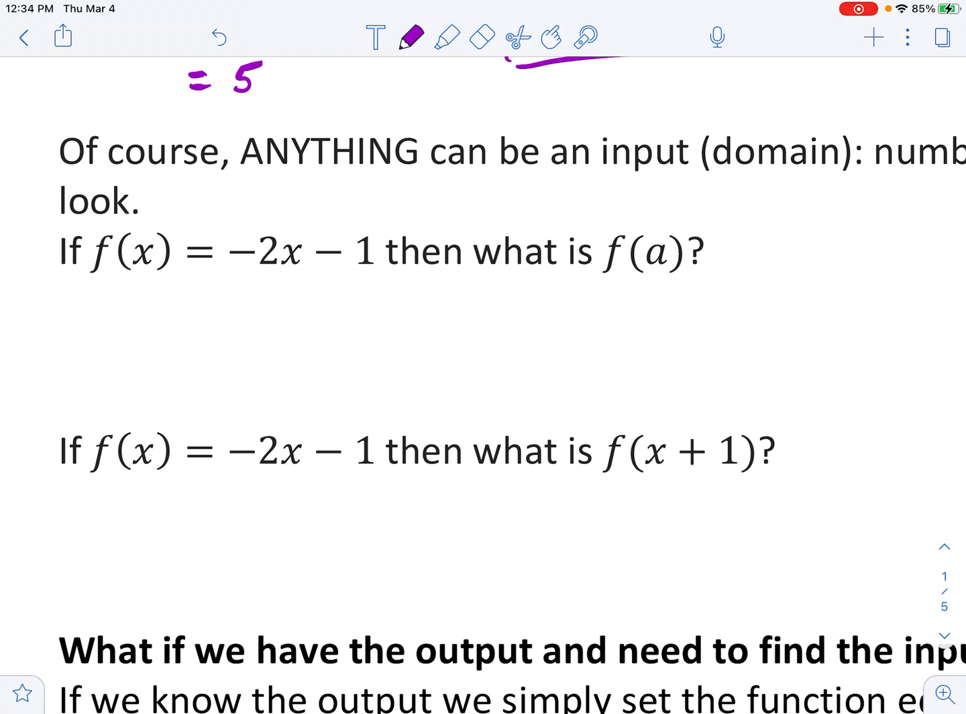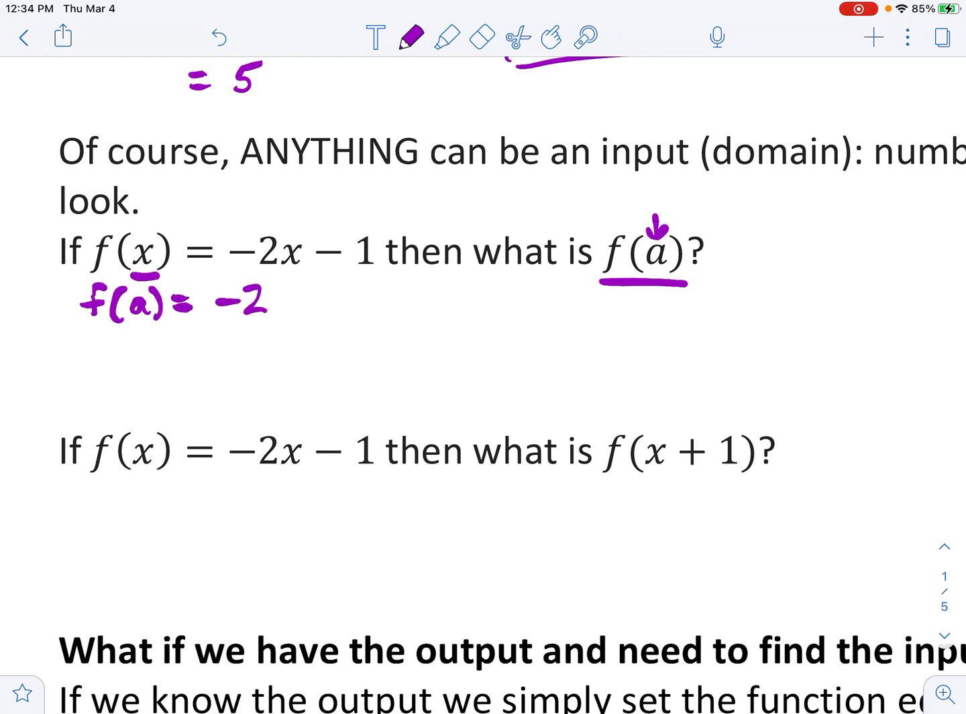So again, it's the same function f, right? f of x equals -2x minus 1. Then what is f of a? All right, well, instead of x being the input, a is now the input. So anywhere we see an x, we are going to replace it with an a.